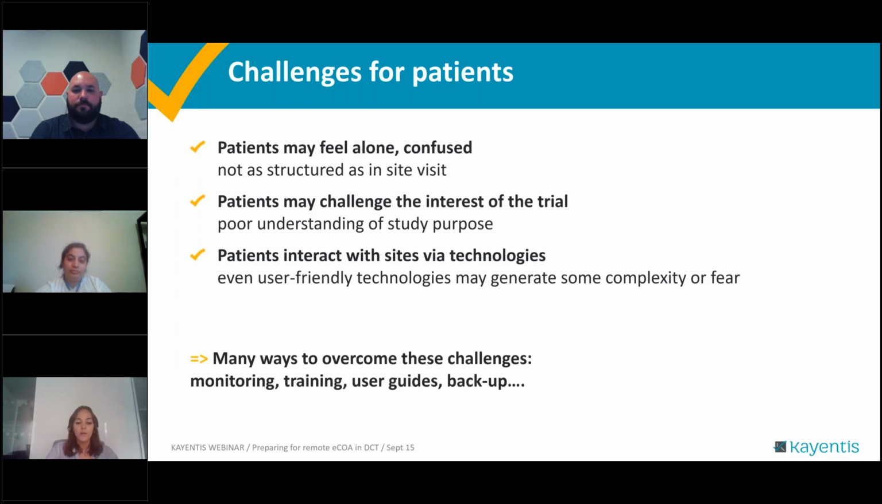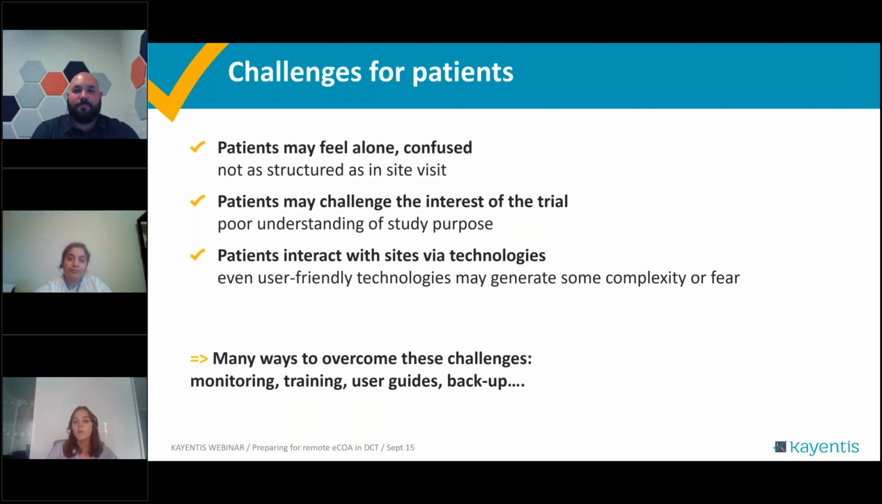So how can we face these challenges? First of all, we need to focus on monitoring. Monitoring is really important because like this, we will be able to manage all the possible deviations. Also, we need to think about the training, not only the training for the sites, but also the training for the patients and the training for the monitors. Then we can draft user guides for the patients and for the site. So in case there is any question or any doubt, if the patient doesn't have the possibility to ask the site team directly, they can always check the user guide and find the solution inside.